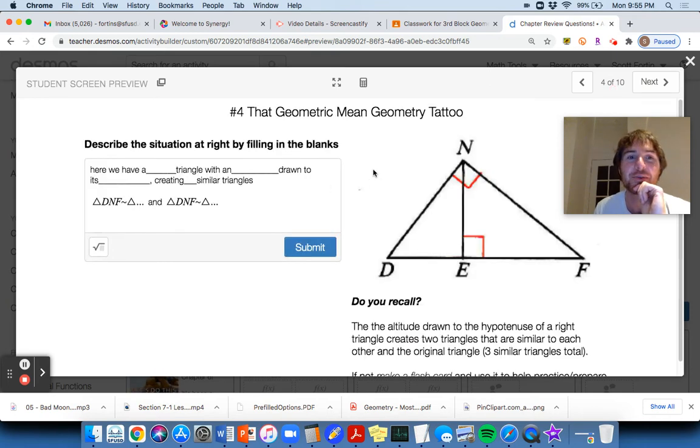All right, let's check this one out here. Here we have a right triangle. Fill in the blank here. This is a right triangle. Describe a situation at right, filling in the blanks. This is a geometric mean geometry tattoo. So you should remember this situation where this comes into play.